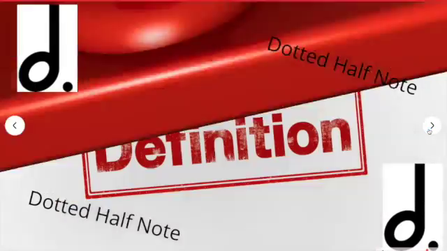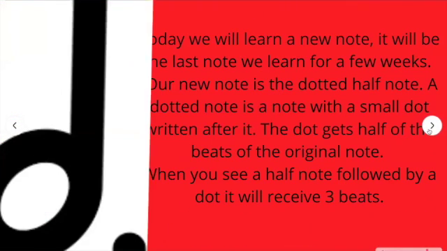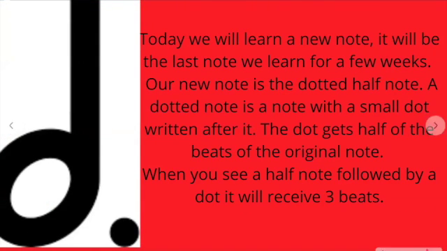All right, dotted half note. Today we will learn a new note. It will be the last note we'll learn for a few weeks. Our new note is the dotted half note. A dotted note is a note with a small dot written after it. The dot gets half of the original note's beats. When you see a half note followed by a dot, it will receive 3 beats.